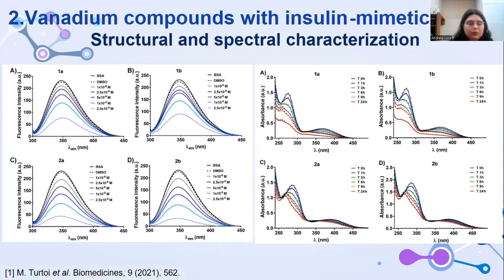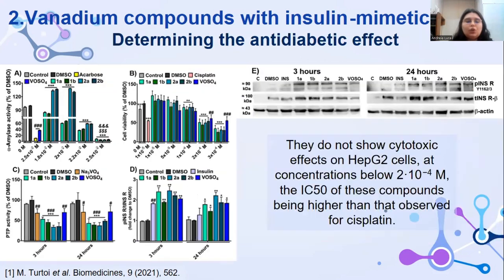We used a fluorimetry assay to monitor the capacity of the oxidovanadium compounds to bind to bovine serum albumin. And the result was very interesting because we saw that our compounds possess albumin binding properties up to 3 hours. So that's why we performed an extensive study to determine the biological activity of our compounds.